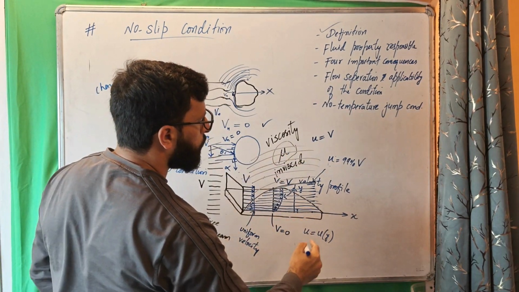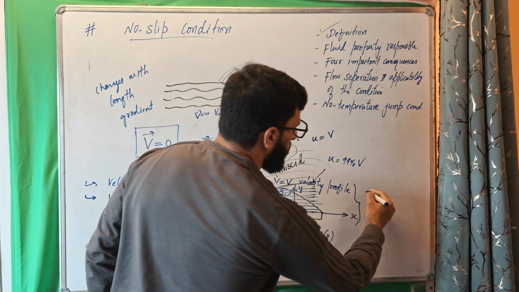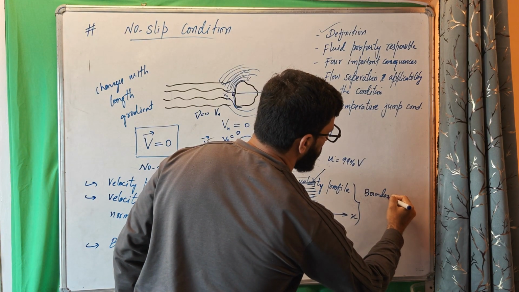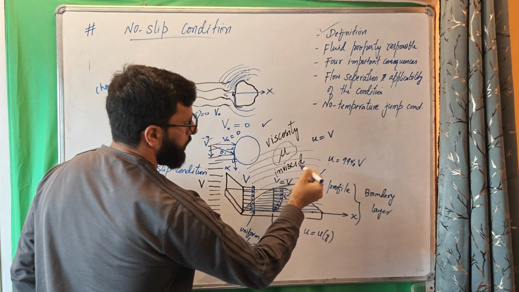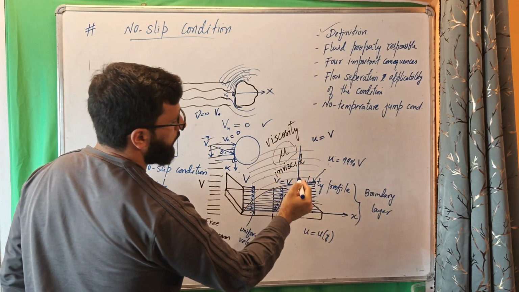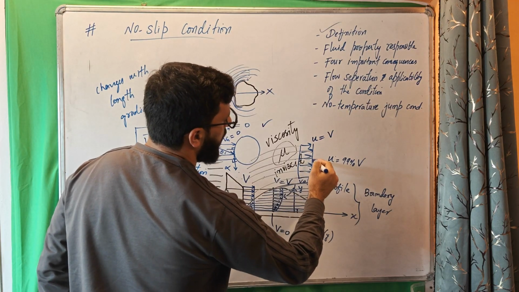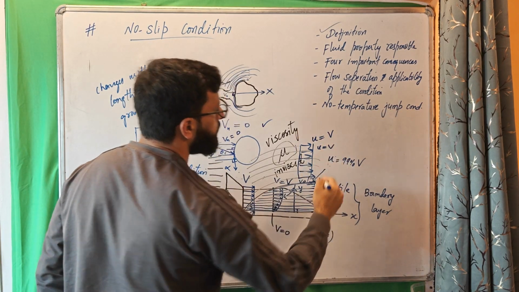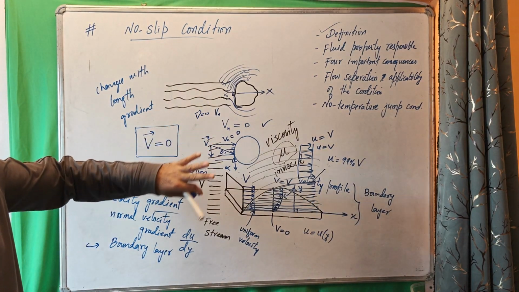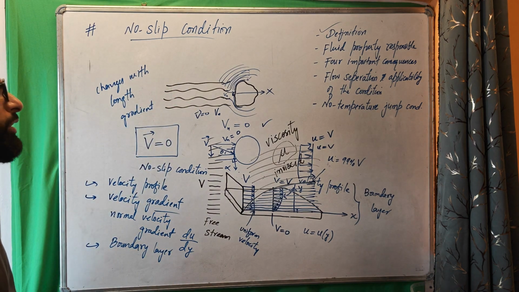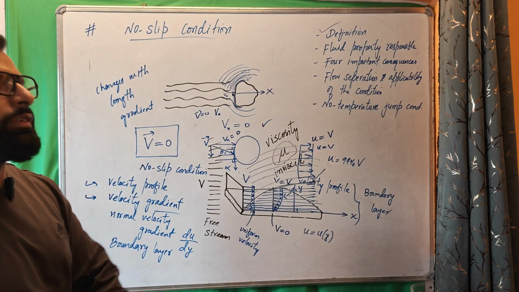Now, this region of flow in which velocity gradients exist, we call the boundary layer, because beyond that, velocity gradient does not exist. Velocity will still be uniform, having a uniform profile with the same value as V. So this region is called the boundary layer, and the region outside it is the non-boundary layer. So the third consequence of the no slip condition is the development of the boundary layer, which is very important.